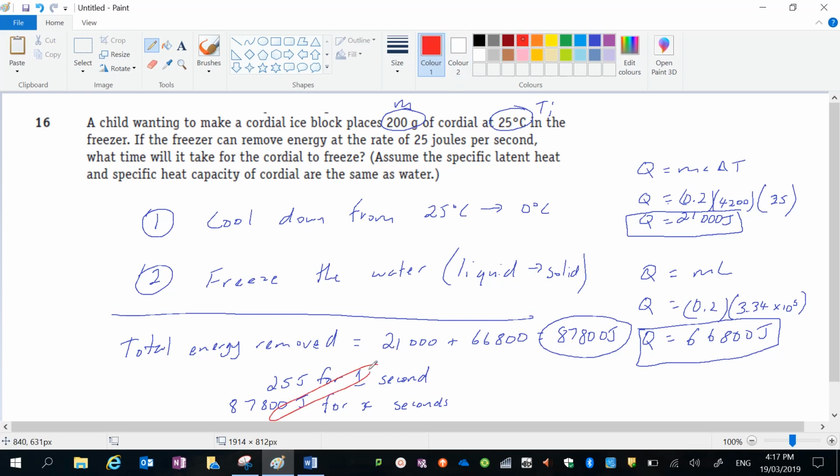So, cross-multiplying, the known diagonal is 87,800 times 1 divided by 25. So 3,512 was the answer. So X was 3,512, so therefore it's in seconds. And for those of you who know, there's 3,600 seconds in an hour, so this almost took an hour. And that's it.